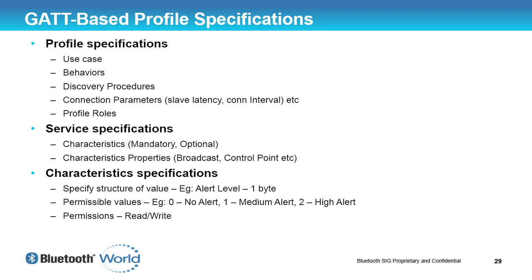We also define the permissions that are required for those characteristics. So is that characteristic readable, writable, readable and writable, notifiable, indicatable, etc., etc. Of course, when you've gone through all of this, you then need to think about, well, how do I test, qualify, and brand my product?